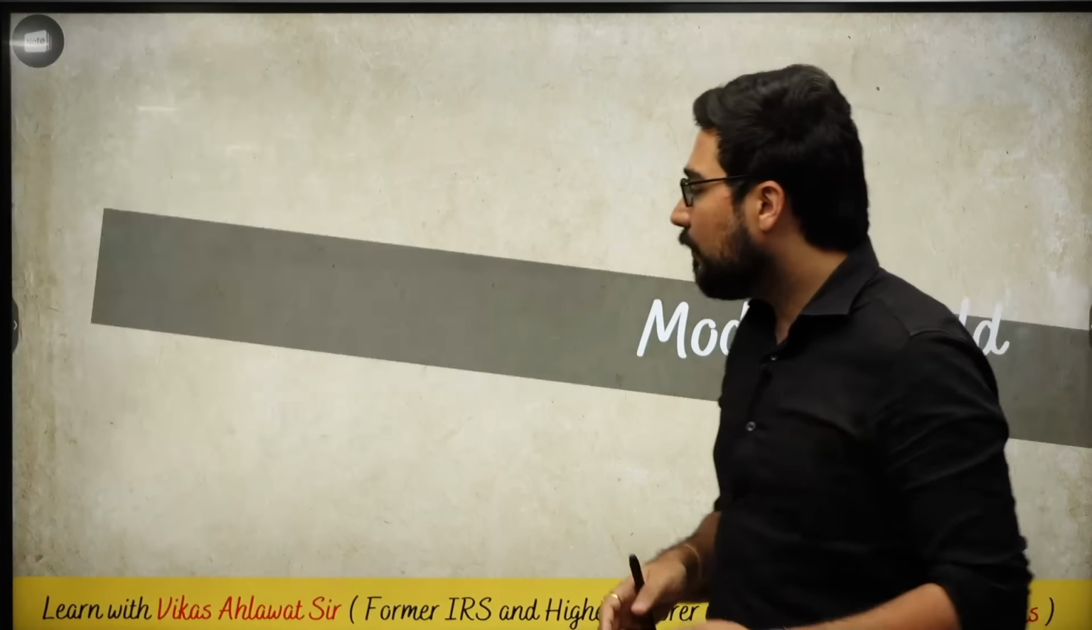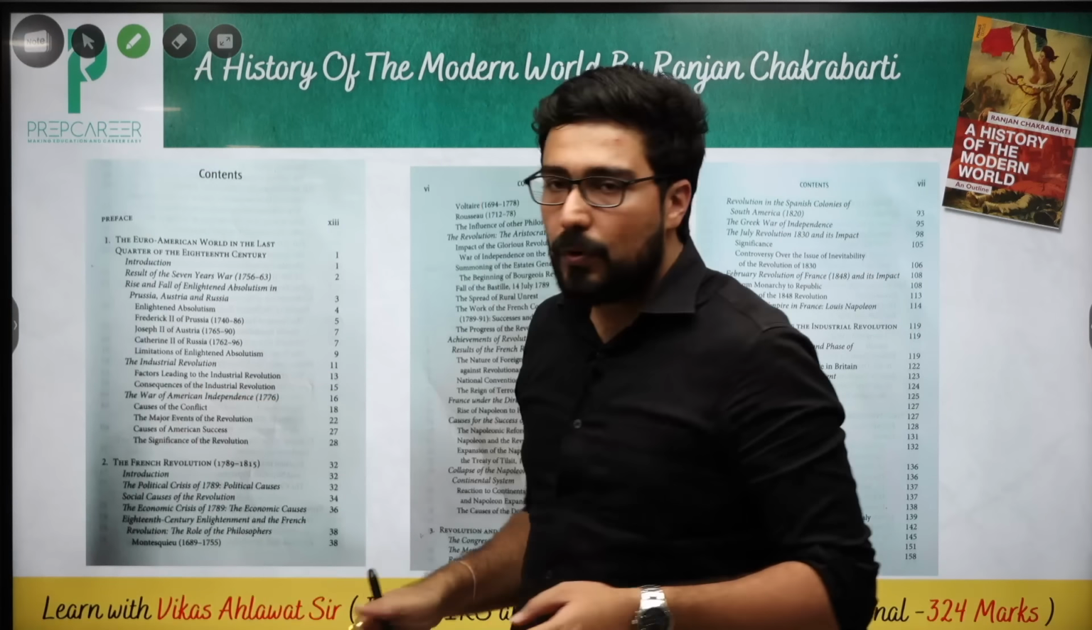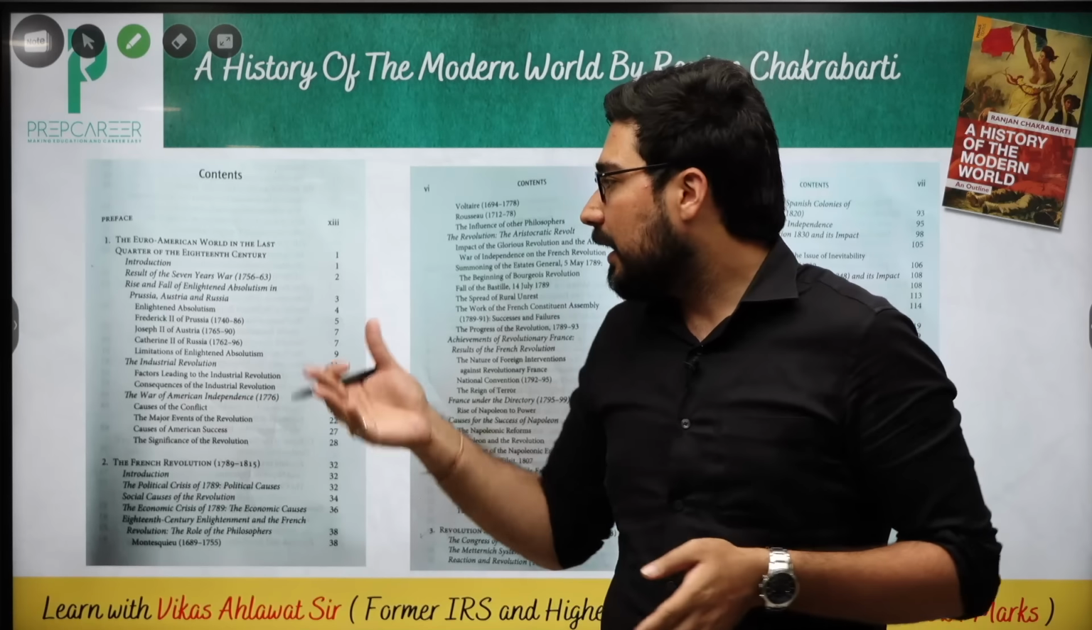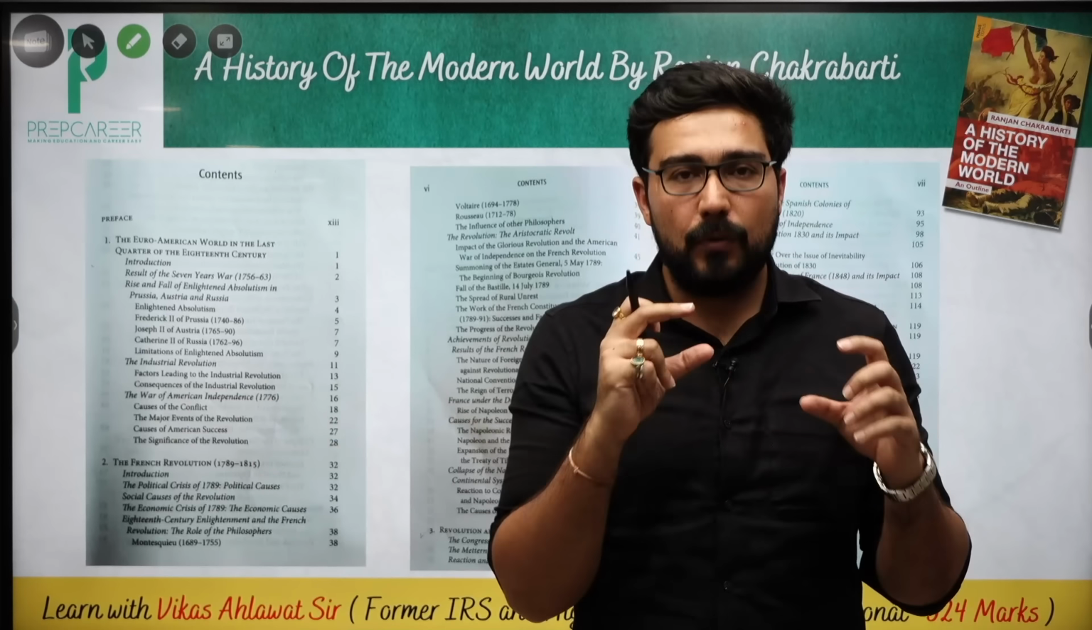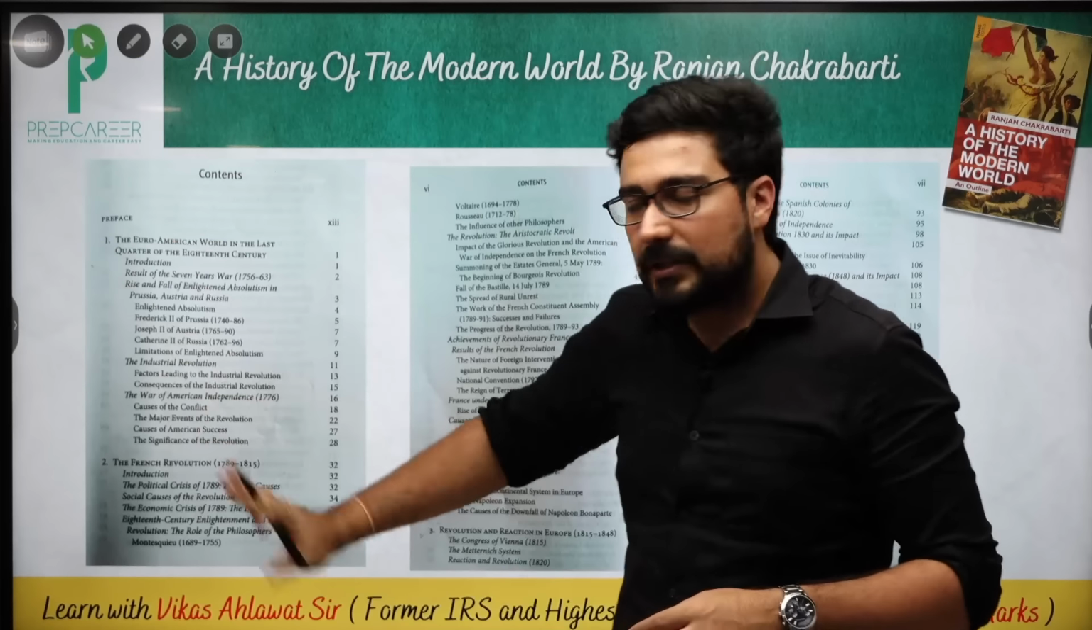Let us just see world history also. Ranjan Chakrabarti is a concise kind of book, and it has been made from a very bulky book. So this is just like notes. So you don't need to make many notes from it.